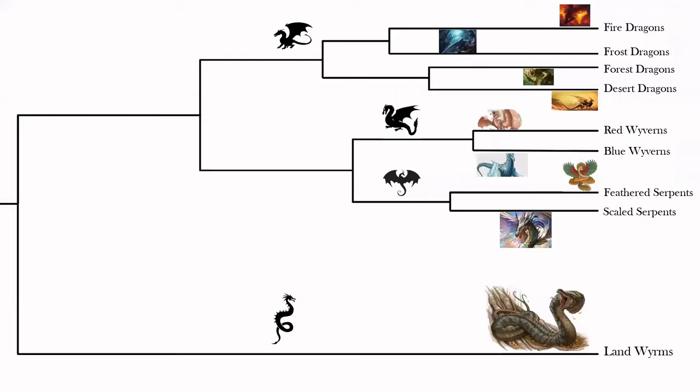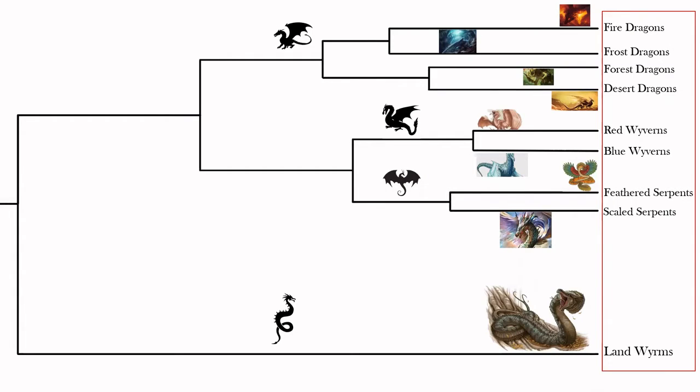Here we have 9 different species, and these species here are what we refer to as OTUs, or operational taxonomic units. Basically, they're used to categorize organisms based on their genetic similarities. Now for this phylogenetic tree, I organized these different organisms into categories based on their morphology.